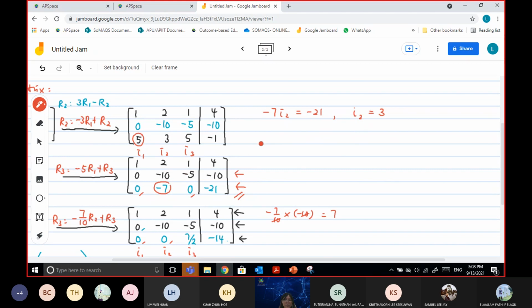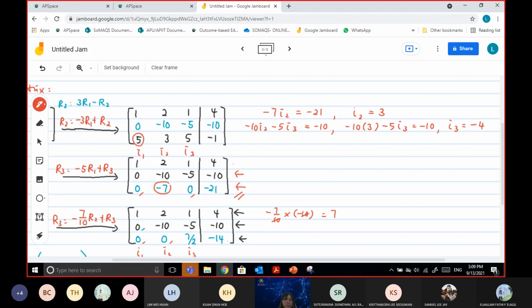Okay, with the I2, you substitute and you can solve it. So if I continue, I have negative 10 I2 minus 5 I3 equals negative 10. Substitute the I2 that we have: negative 10 times 3 minus 5 I3 equals negative 10. So you can solve for I3. Negative 10 plus 30, okay, 20 divided by negative 5. So you get negative 4 as well.